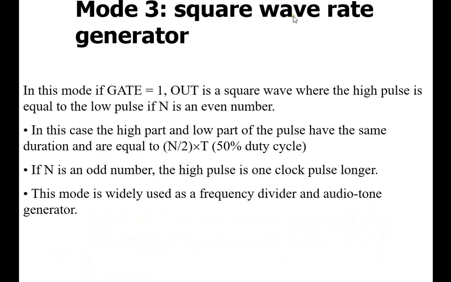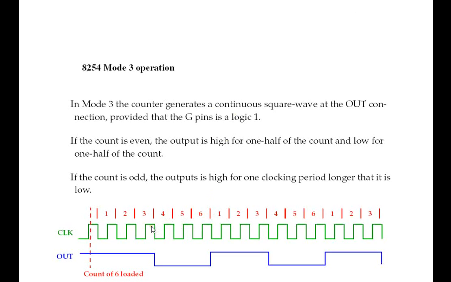Mode 3, the square wave rate generator, is the most important mode. In this mode, if the gate equals 1, the output is a square wave where the high pulse is equal to the low pulse if N is an even number. From this diagram we can first divide the output into two cases, even numbers and odd numbers. If we have an even number, such as 4, it will be divided into two parts: two parts on the upper side and two parts on the lower side.